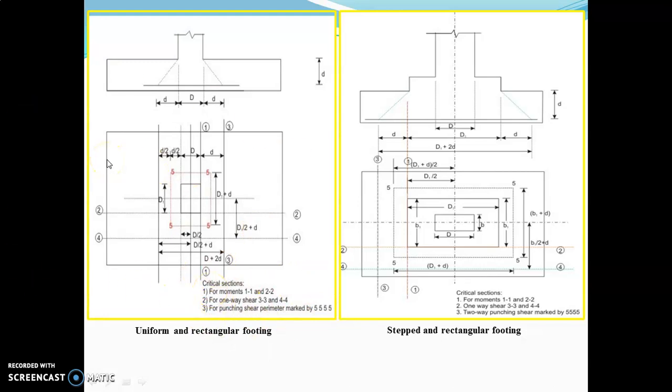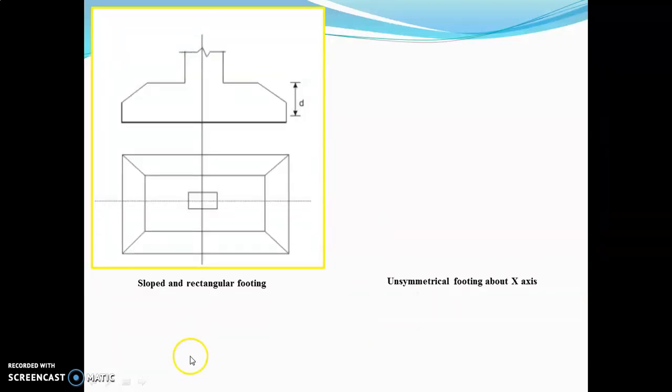You should know what is uniform and rectangular footing, how it looks like. Here also there are section details for moments 1 and 2, and one-way shear marked 3 and 4, and two-way punching shear marked by 5. So this is about stepped and rectangular footing, and this is sloped and rectangular footing.